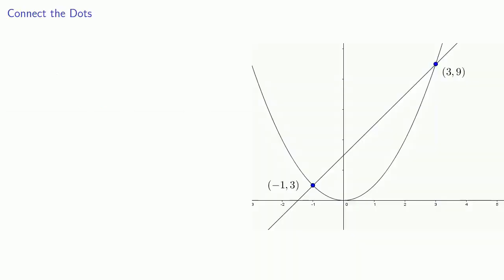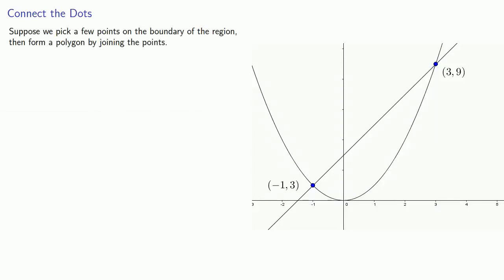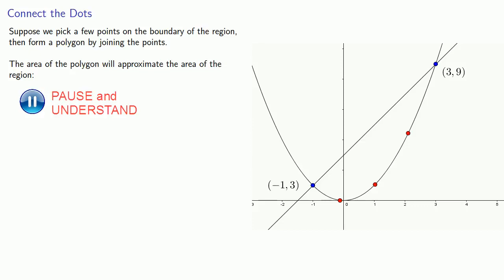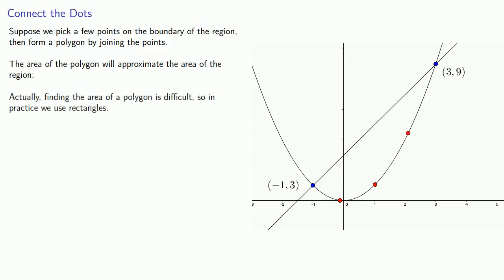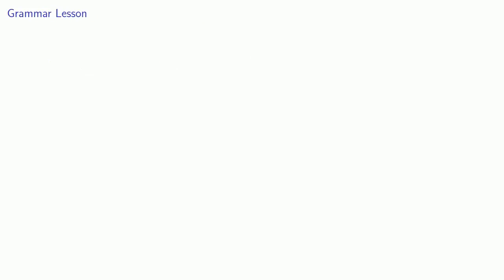Now what can we do to get a better upper and lower bound? Well, one possibility is the following. Suppose I pick some points along the boundary of our region and then form a polygon by joining the points. The area of the polygon will approximate the area of the region. Actually, finding the area of a polygon is difficult, so in practice we'll use rectangles, because those are easier to work with. Now, before proceeding, we'll have to introduce a grammar lesson.